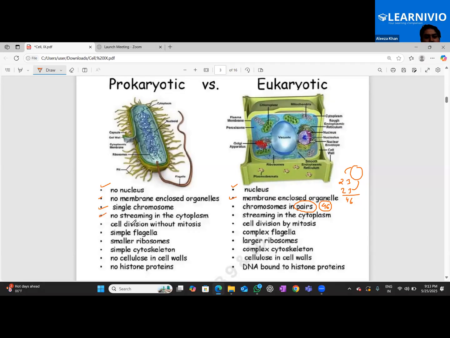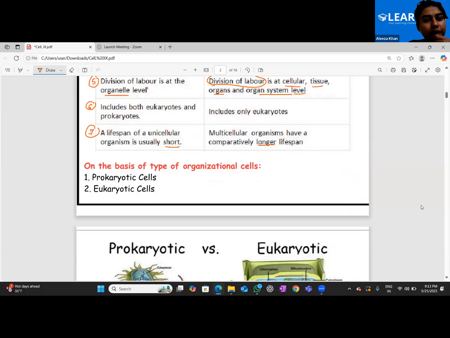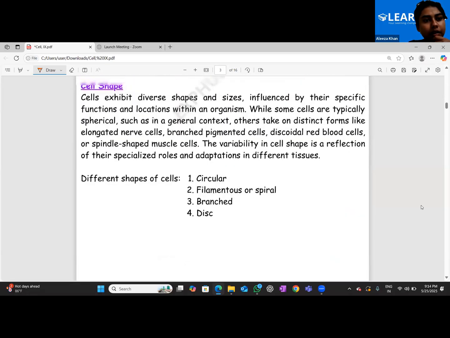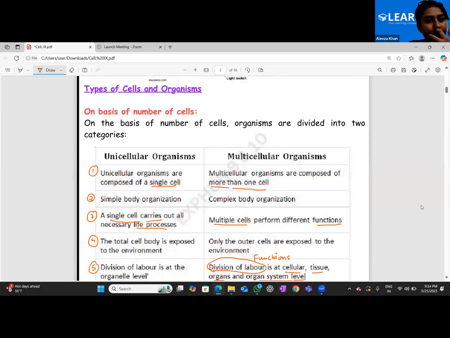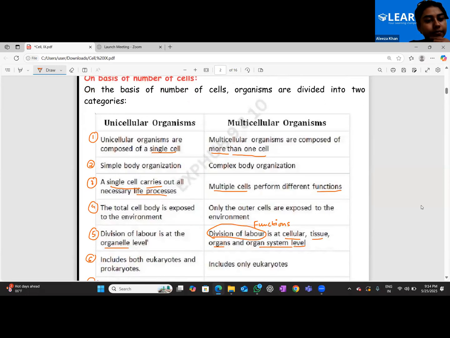The rest of the points you can skip. These four points are enough for the differentiation. I'm giving you time to write. Then we'll talk about the cell shape. First, you write the difference. Here also you can write only five points.